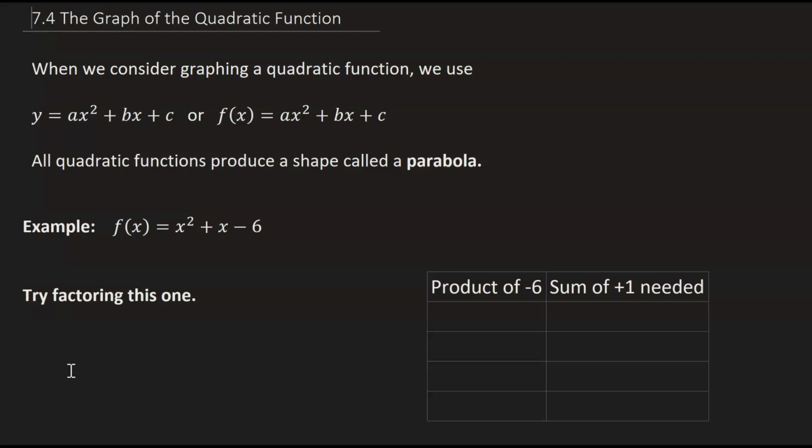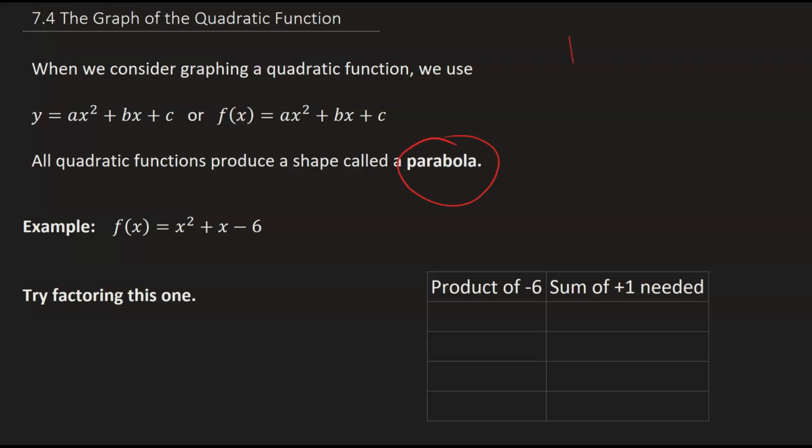So let's get started. When we consider graphing, we do use the general formula of y equals ax squared plus bx plus c, or we might write it in function notation, f of x equals ax squared plus bx plus c. All quadratic functions produce a shape called a parabola.